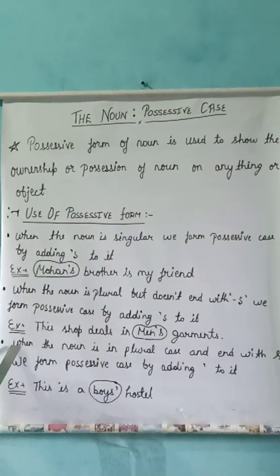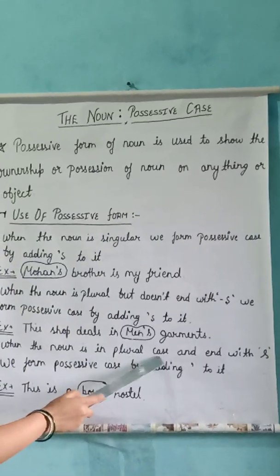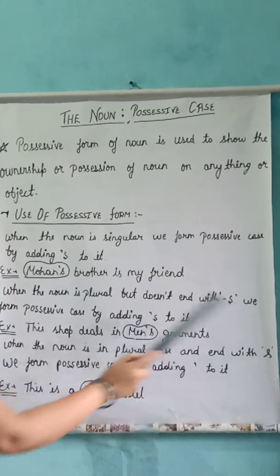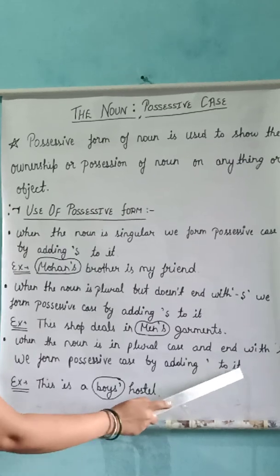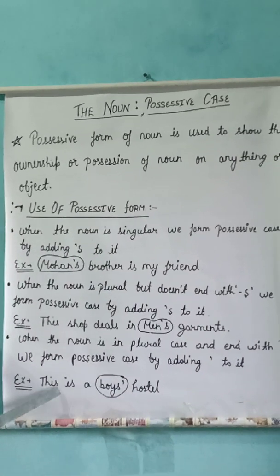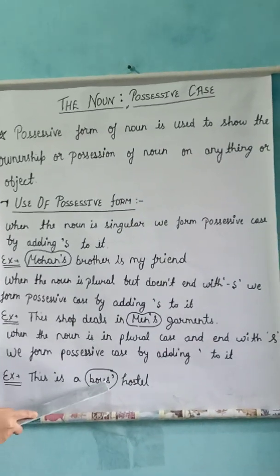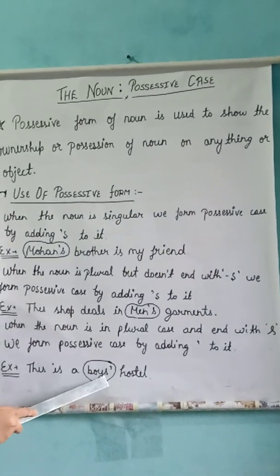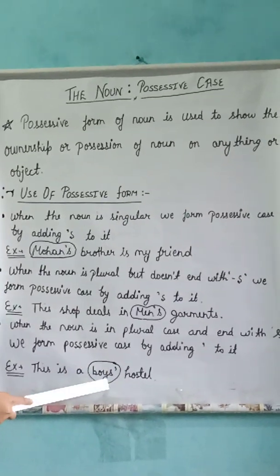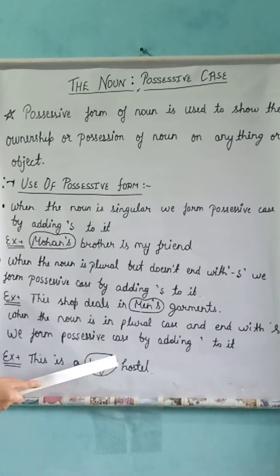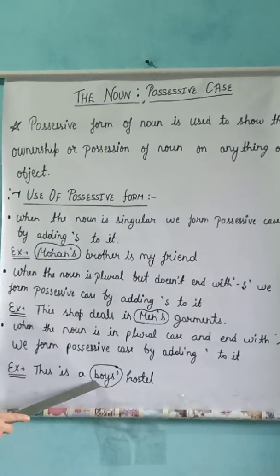Now we come to the next point, when the noun is in plural case and ends with s, we form possessive case by adding apostrophe to it. Example, this is a boys' hostel. Students, boys is a plural noun, but here s is already added in boys, so we don't use s here, we use only apostrophe. So we read as this is a boys' hostel.